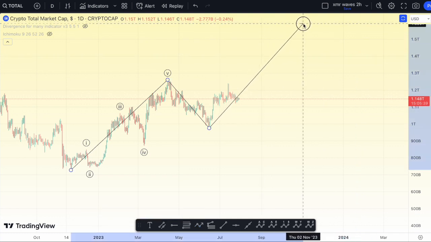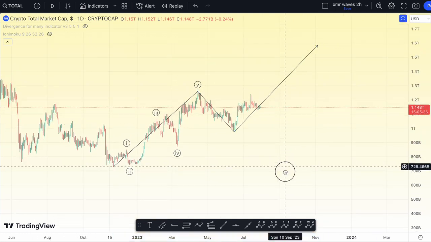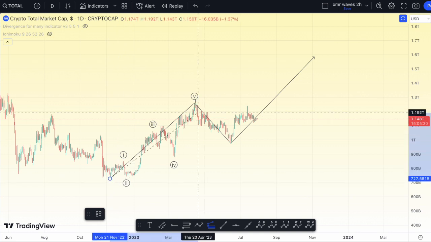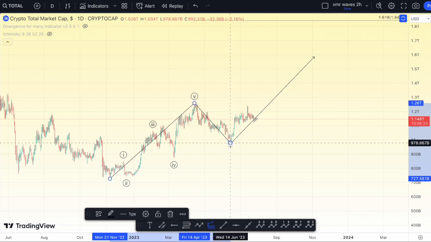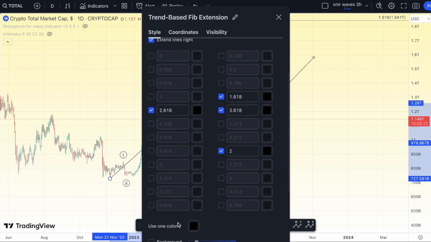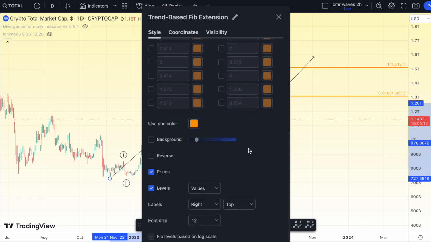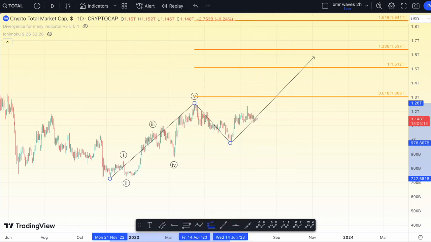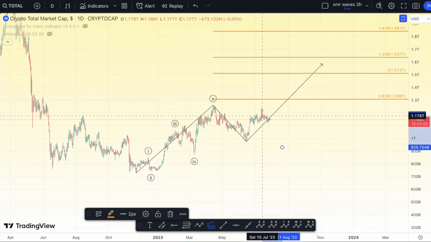So this is the least we can expect, ABC upwards. Now we have some targets for this. The big picture, we can say, okay, if it ends with an ABC, we can have these targets, 1.26, and yeah, this is it. So these are the targets that we can see for this wave.